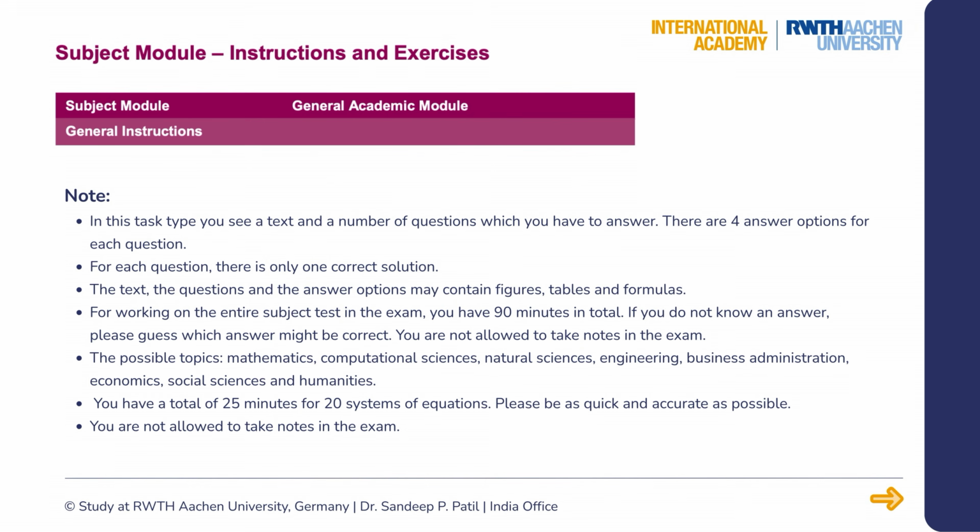Now, there are going to be different curriculums, right, under this general academic module. So this is how they would be divided. Possible topics would be mathematical and computational sciences, natural sciences, engineering, business administration, economics, social science, and humanities. So this is what the syllabus of the general academic module is going to look like.